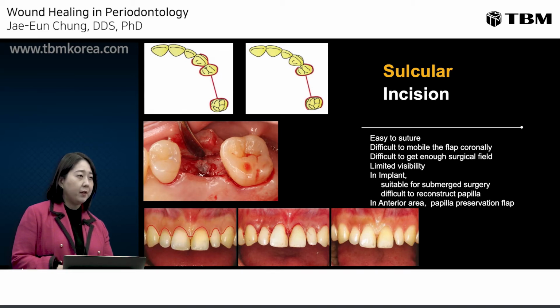In maxillary anterior area, we can modify the circular incision to preserve the interdental papilla like in this figure. Then the problem like black triangle will be minimal.